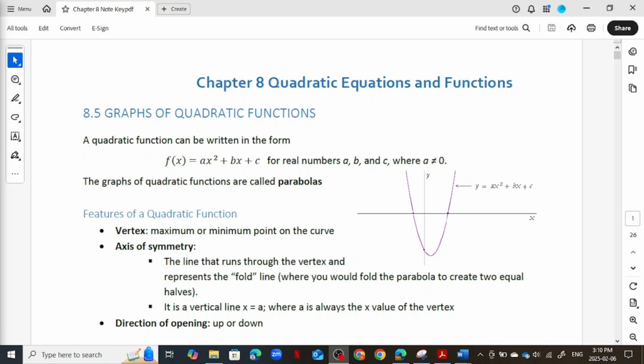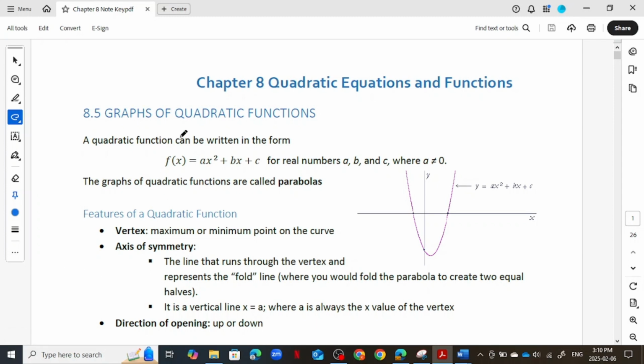Chapter 8. So, Chapter 8, we're going to move on from radical equations and functions to quadratic equations and functions. And we're actually going to start this one in a bit of a reverse order. I really like to do the quadratic functions first. I like to look at the picture of what we're going to be solving for before we solve it. So, we're going to do quadratic functions and then we'll do quadratic equations.